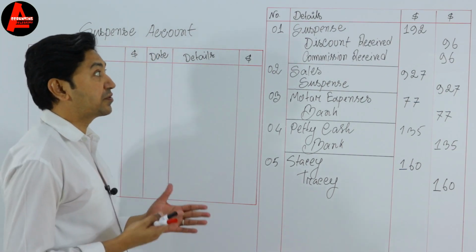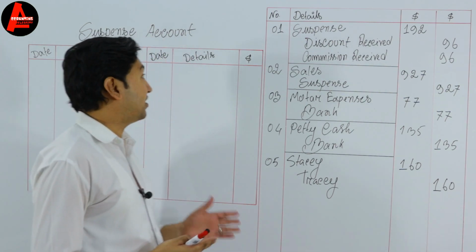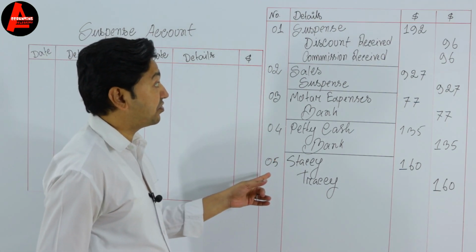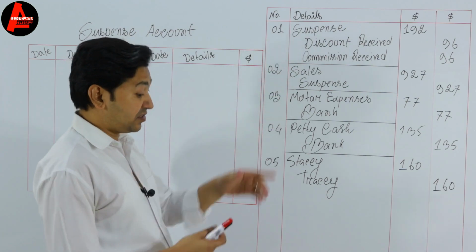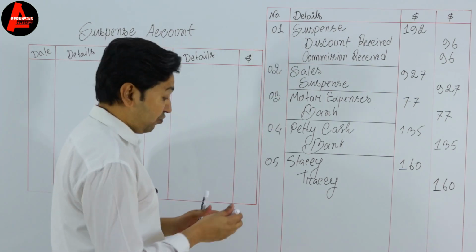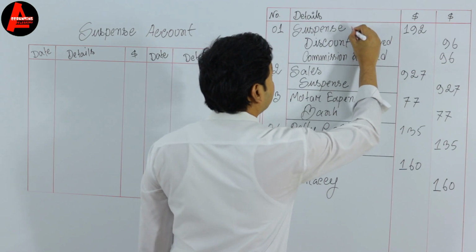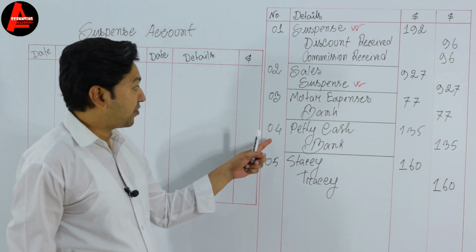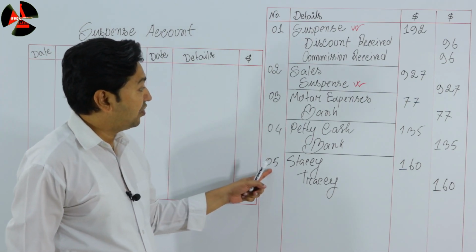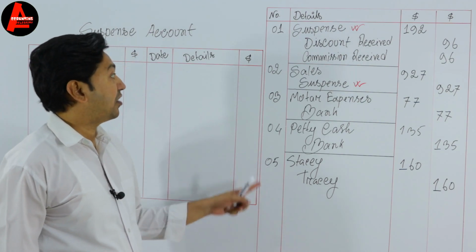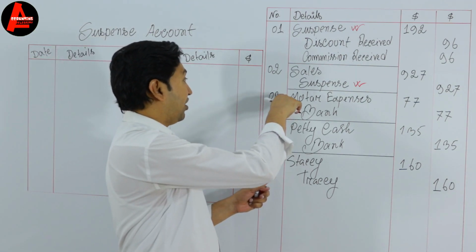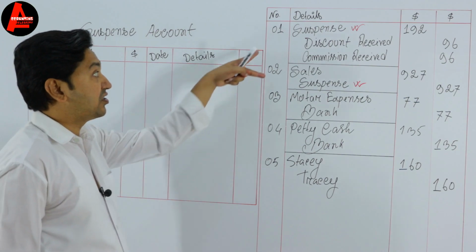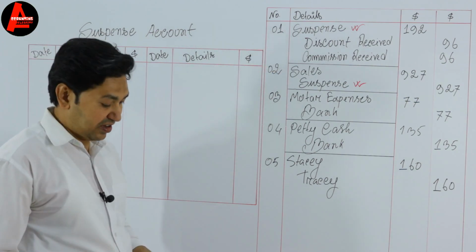All suspense related transactions will appear in this account. Here we have five transactions, 5 journals. The first one has suspense, and the second one also has suspense account. Number 3, number 4, and number 5, the last one, have no suspense account. That means for these 3 transactions there is no impact on this suspense account. Only these 2 journals will appear in this account.